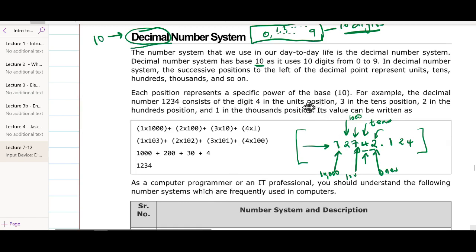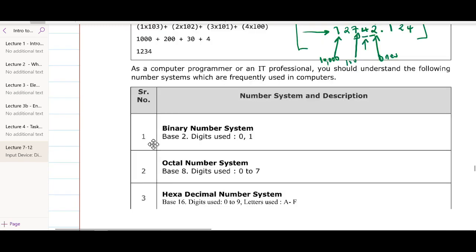And therefore, I'm just doing this for the sake of introducing the number system. And therefore, as a computer programmer or an IT professional, you should understand the following number systems.